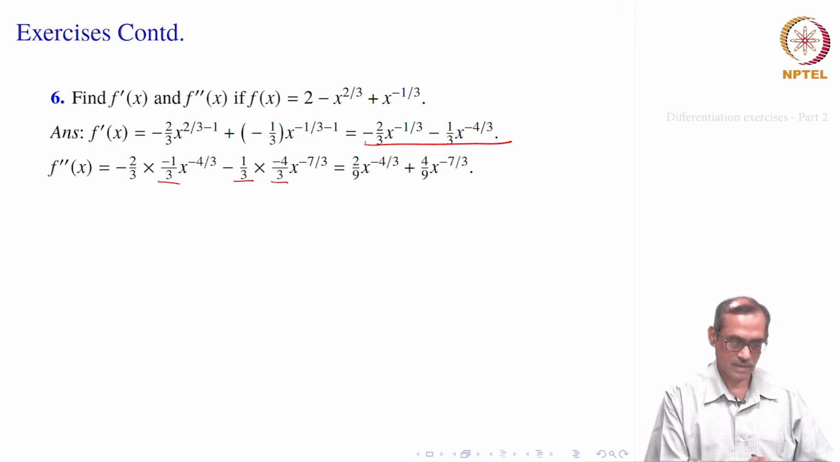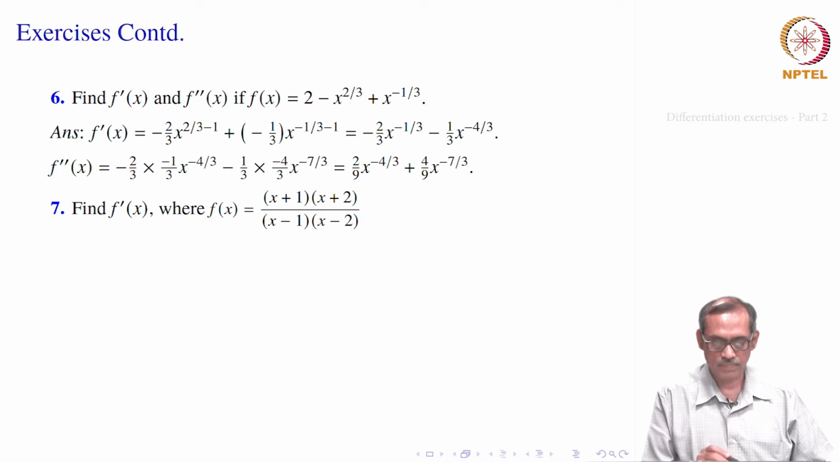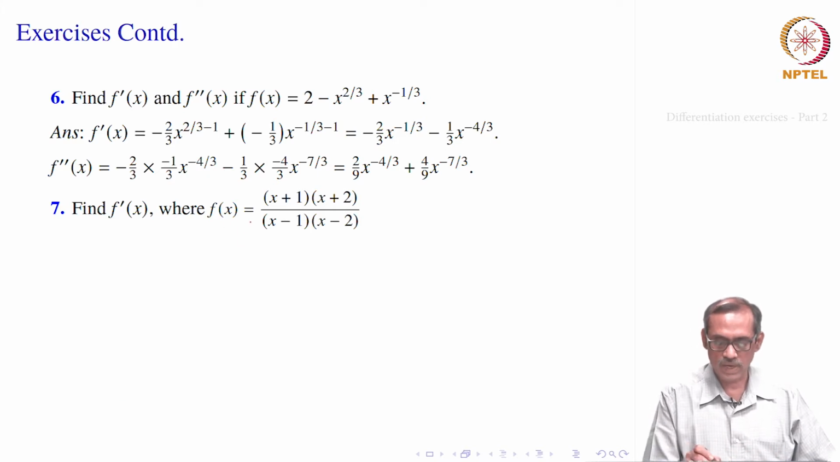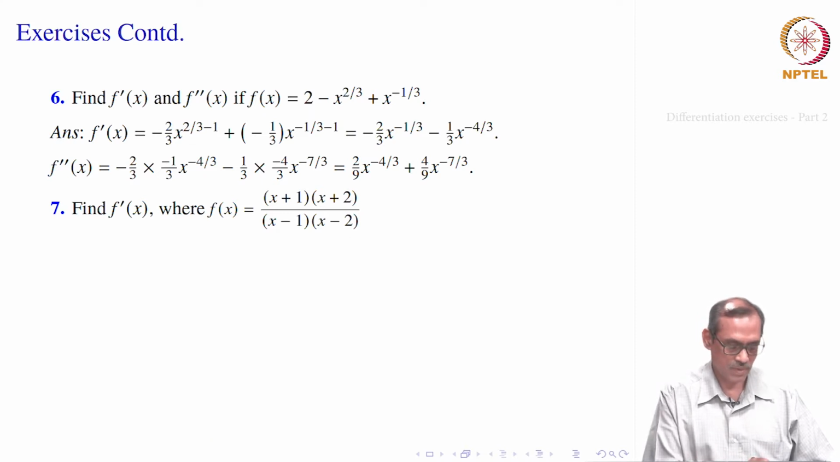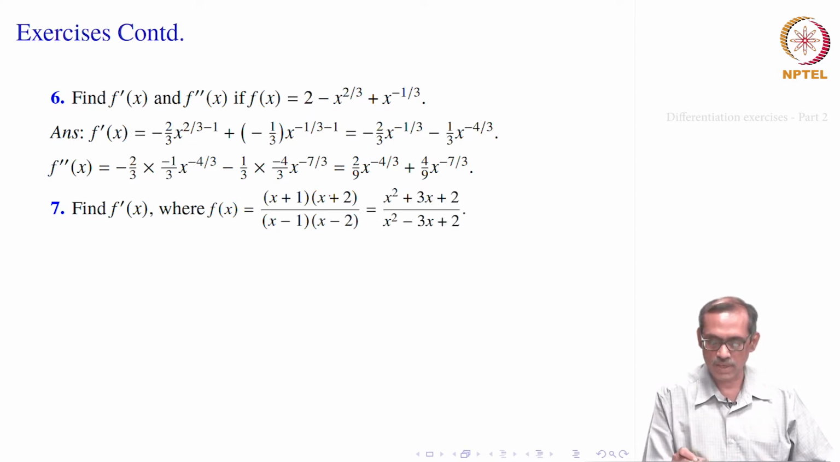Okay. So, we go to the next problem. Here again f(x) is given as a rational function, right. On the top there is a polynomial, on the bottom also there is a polynomial. It is given also in factored form: (x plus 1)(x plus 2) divided by (x minus 1)(x minus 2). Sometimes it is easier to do the differentiation in factored form, but we go to the expanded form, that may be easier. So, let us write it again. It is x square plus 3x plus 2, down is x square minus 3x plus 2. Okay.